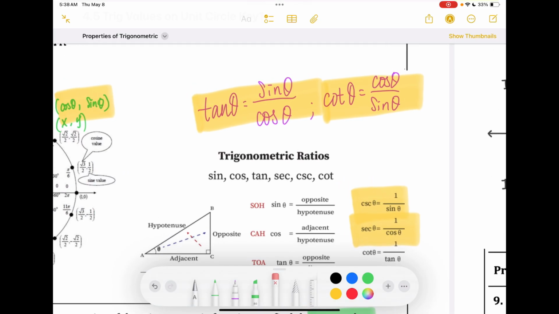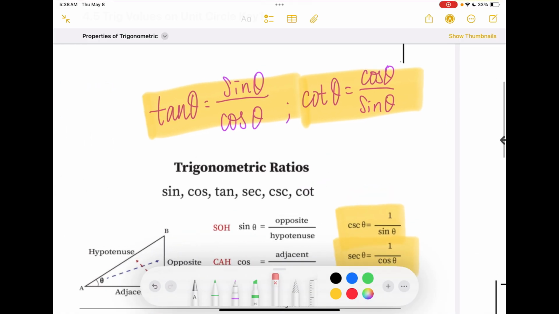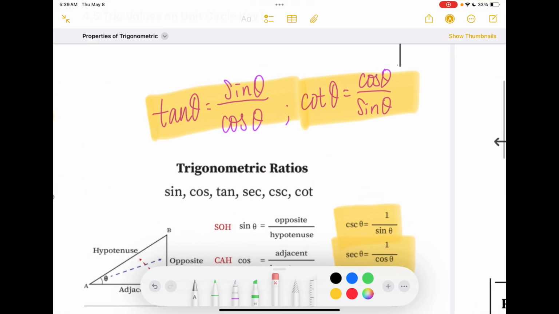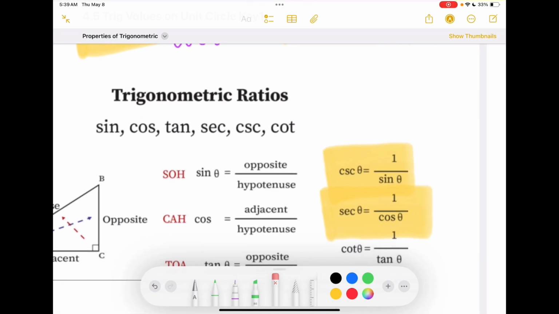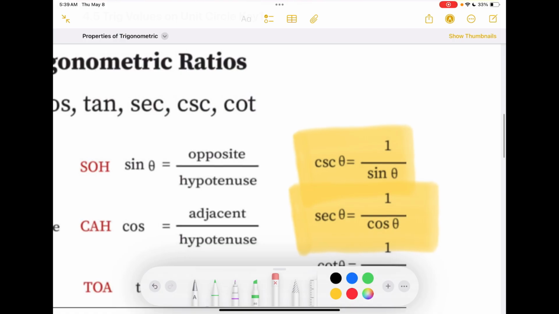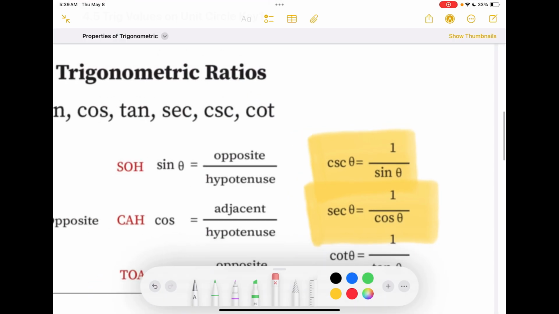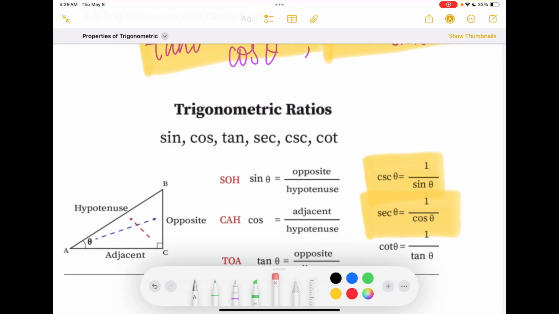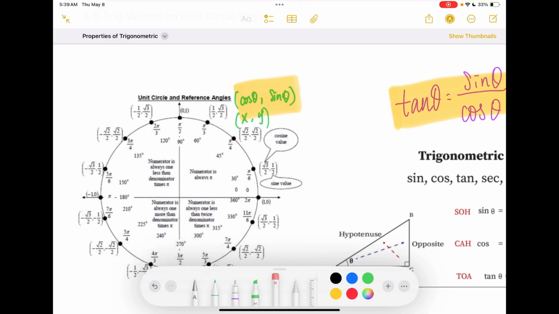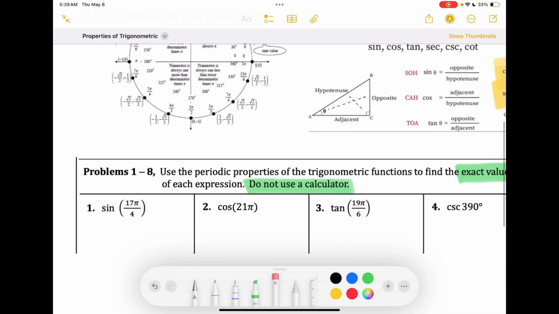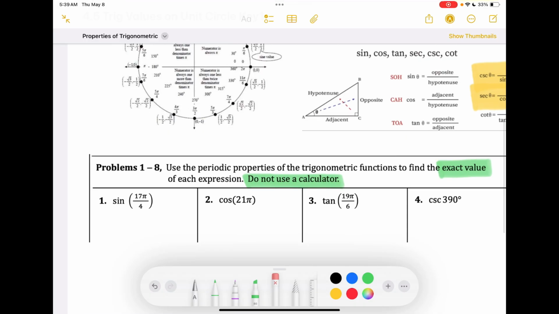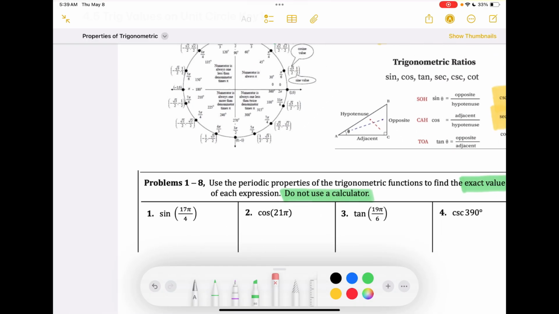Since sine is my y and cosine is my x, tangent will equal sine over cosine, and cotangent is the reciprocal, flip that. So cotangent is equal to cosine over sine. And do not forget, the cosecant is equal to 1 over sine and secant is equal to 1 over cosine. So yes, indeed, the answers come from the unit circle. So let's go. No calculator.